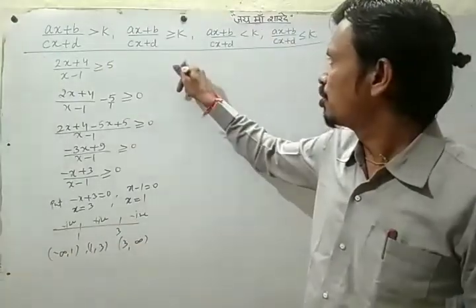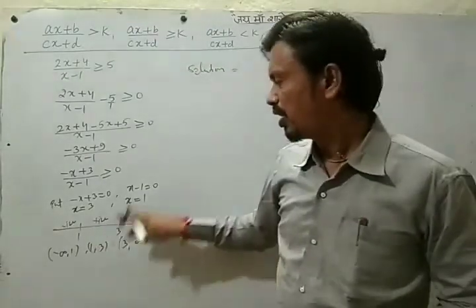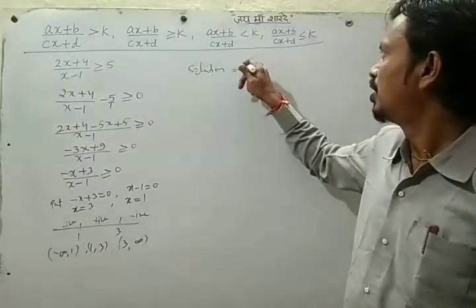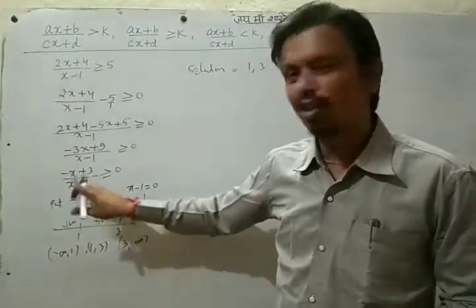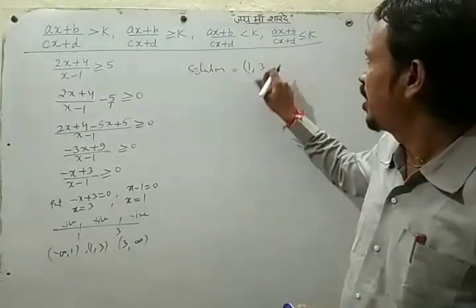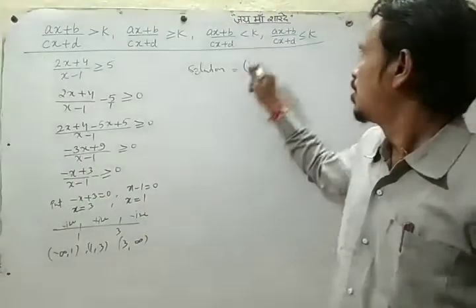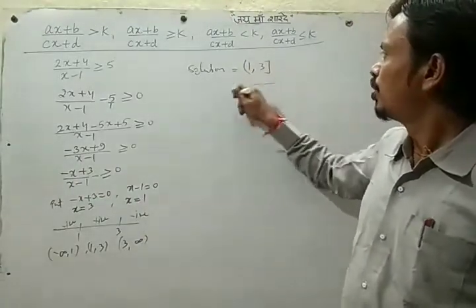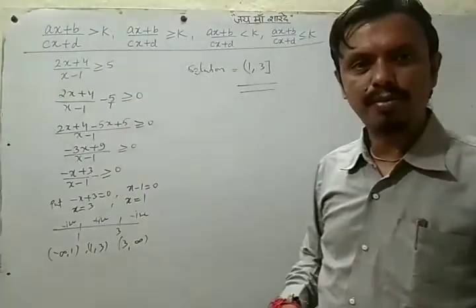So our solution will be 1 to 3, this interval. Then 1 we cannot take because if we take 1, it is not defined, so from this side it is an open interval. 3 we can take: if we take 3, then -3 + 3 is 0, no problem. So 3 is included. So this semi-closed interval is the solution of this inequation.